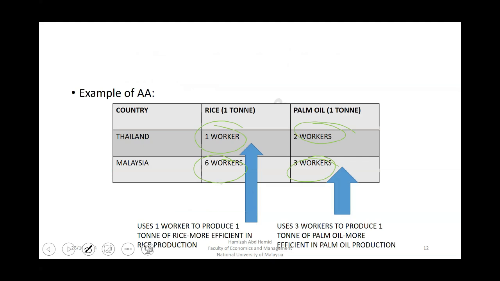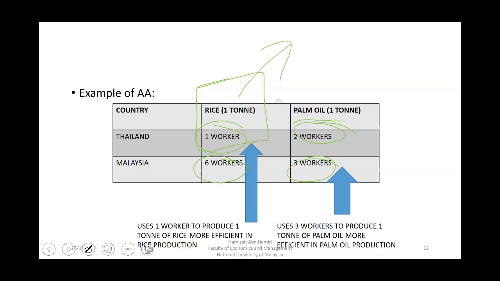Okay, so this is a question of what kind of products a country should export. A country should not export so much product. So, in terms of efficiency, Thailand is more efficient in producing rice. So in comparison to palm oil, this is what they should export.